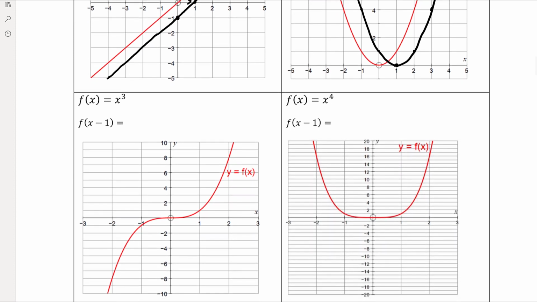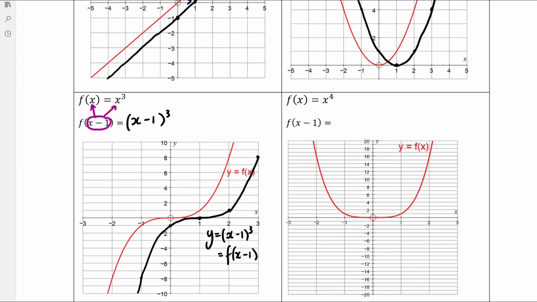Okay, the cubic, f of x minus 1. So replacing all the x's in f of x with x minus 1's. So that gives us x minus 1 all cubed. And again, we know that that's the cubic graph translated to the right by 1. So we take each of our points and we translate them to the right by 1. And that is y equals x minus 1 all cubed, which is f of x minus 1.